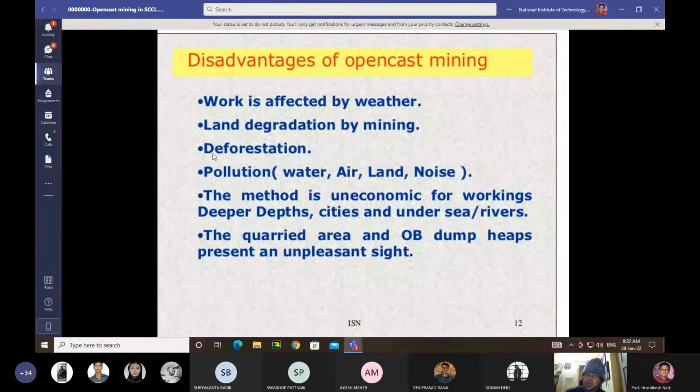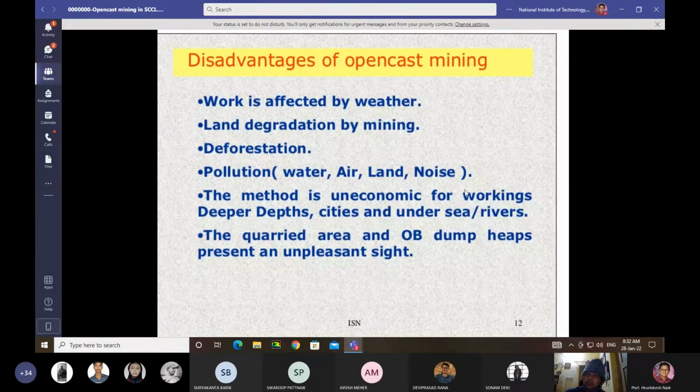And there will be pollution: water pollution, air pollution, land degradation, noise pollution, and vibration. All these things are associated with open cast mining. Water pollution, air pollution, land degradation, and noise pollution will be there in open cast mines. So the method is non-economic for workings at deeper depths. If the depth of occurrence of the mineral deposit is very high, then it is non-economic.